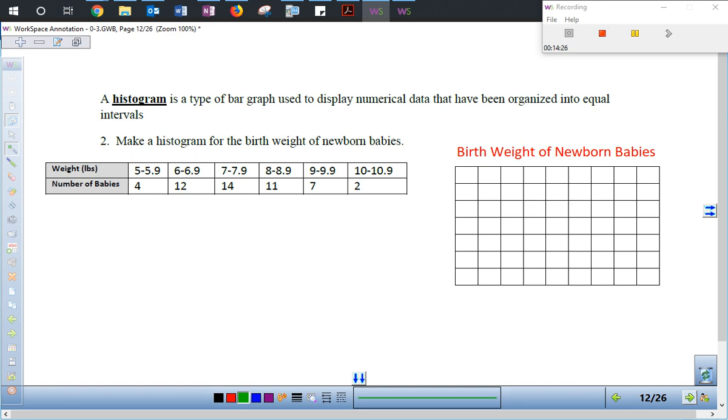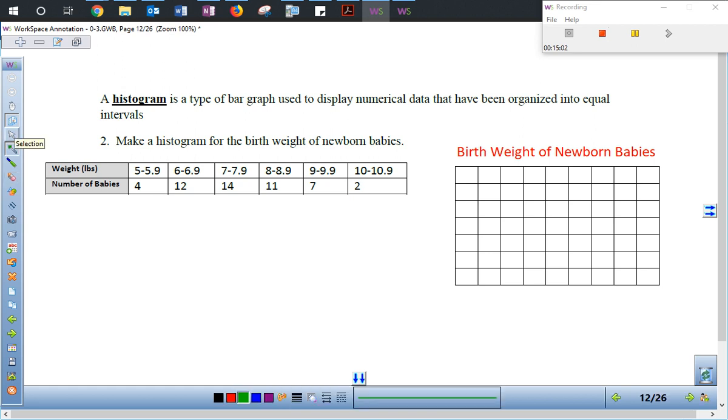Next, I'm going to look at what we're comparing. We're comparing the weight in pounds and the number of babies that were born at that weight. So for example, this is a range of 5 to 5.9 pounds. And they said there are 4 babies that when they were born weighed anywhere from 5 pounds to 5.9 pounds. Here, there were 11 babies that when they were born weighed 8 to 8.9 pounds. So we're going to make a graph displaying this type of data.